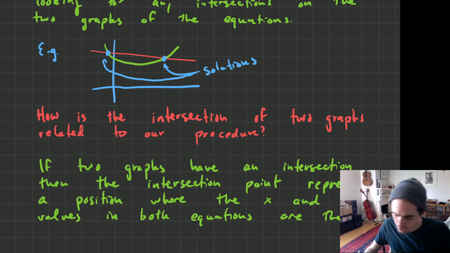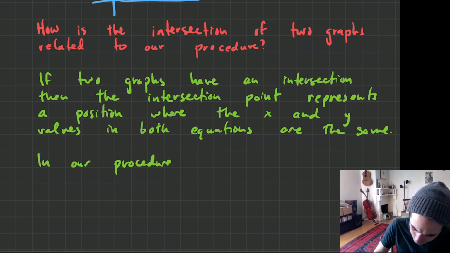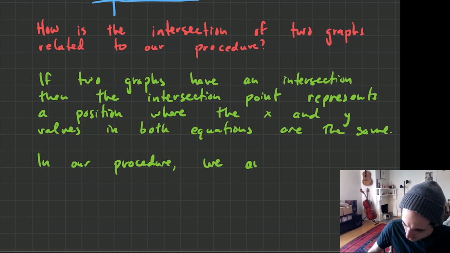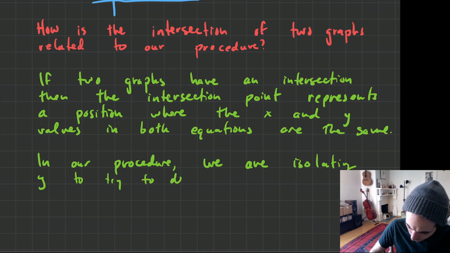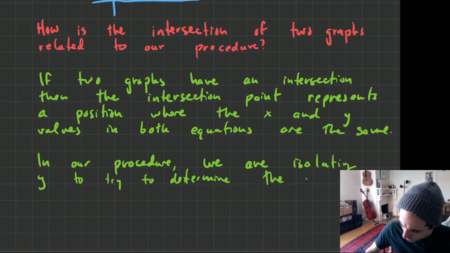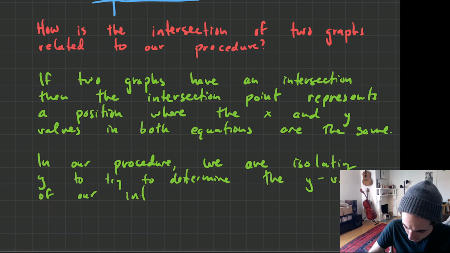So what our procedure is doing, in our procedure, we are isolating y to try to determine the y value of our intersection.